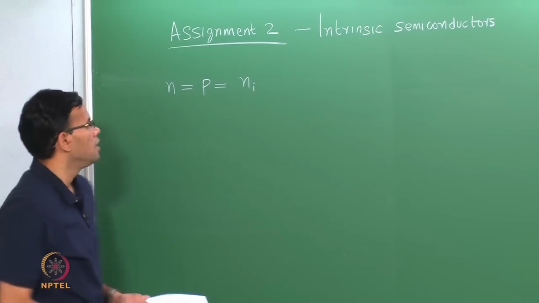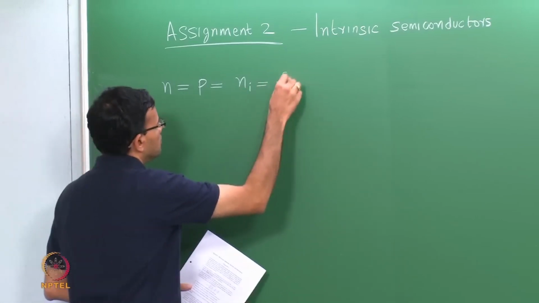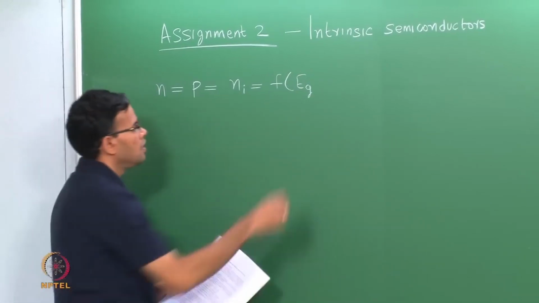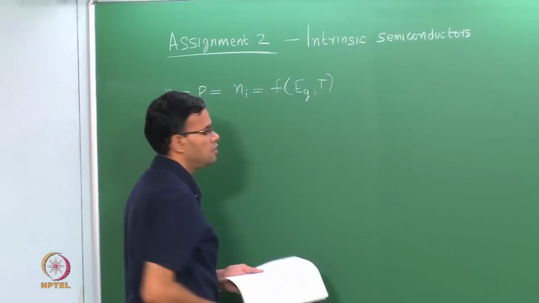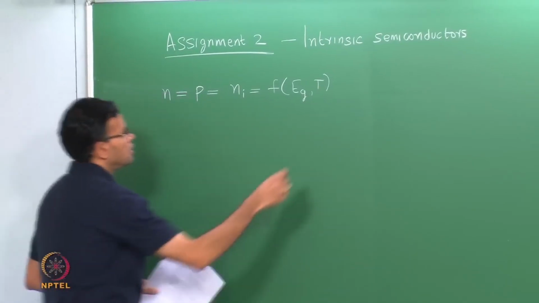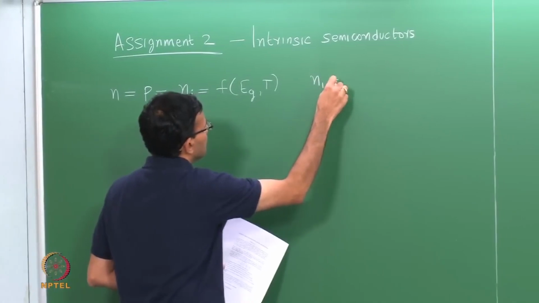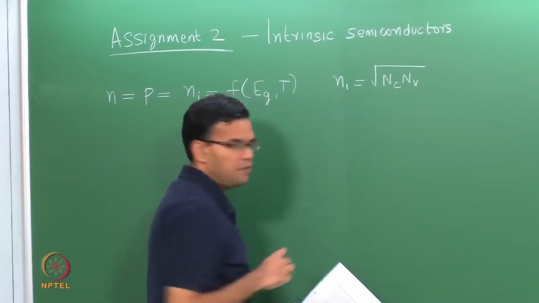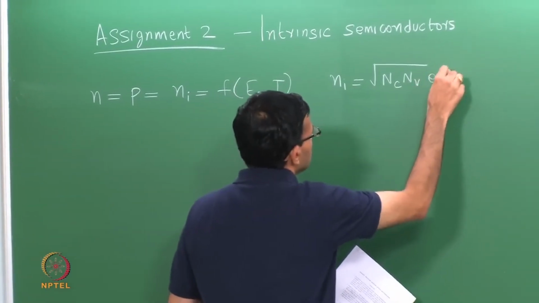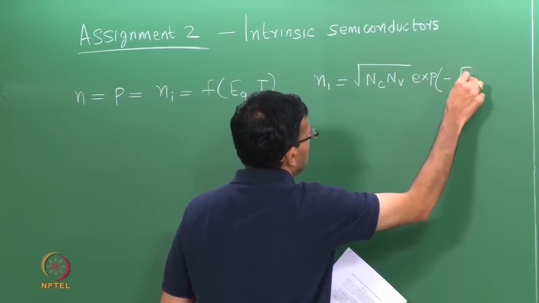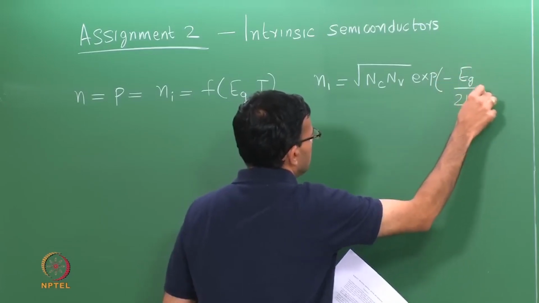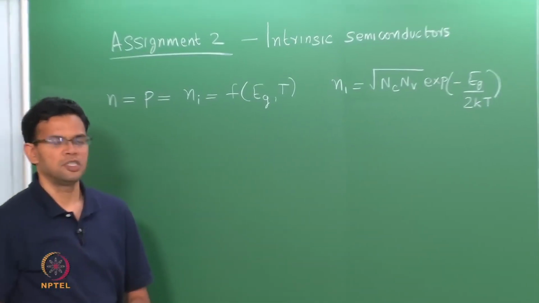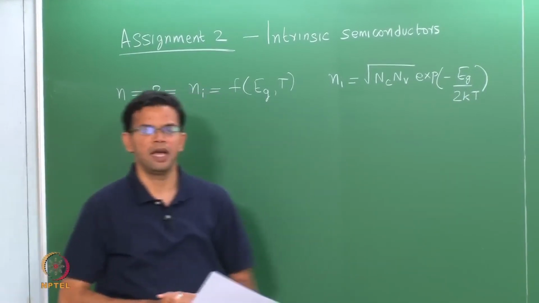We also say that Ni is a function of the band gap of the material Eg and also a function of temperature. So, typically Ni is written as square root of Nc Nv exponential minus Eg over 2kT. So, the intrinsic carrier concentration depends exponentially on the band gap.